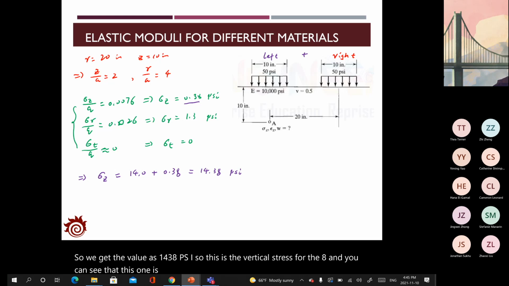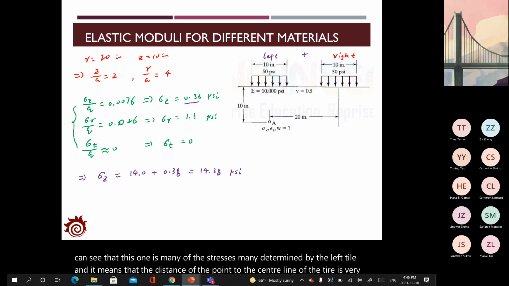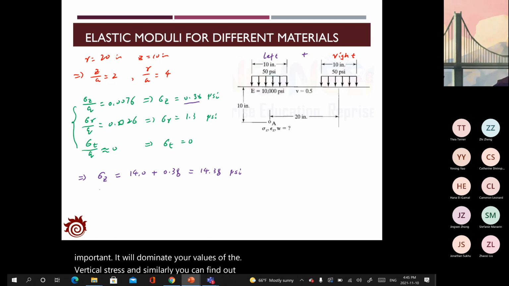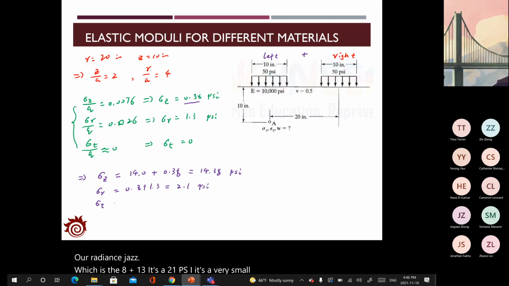So this is the vertical stress for the point A, and you can see that the vertical stress is mainly determined by the left tire, and it means that the distance of the point to the center line of the tire is very important. It will dominate your values of the vertical stress. And similarly, you can find out the radial stress, which is 0.8 plus 1.3. It's 2.1 psi. It's a very small value. And the tangential stress is 0.8 plus 0. It's just 0.8 psi.